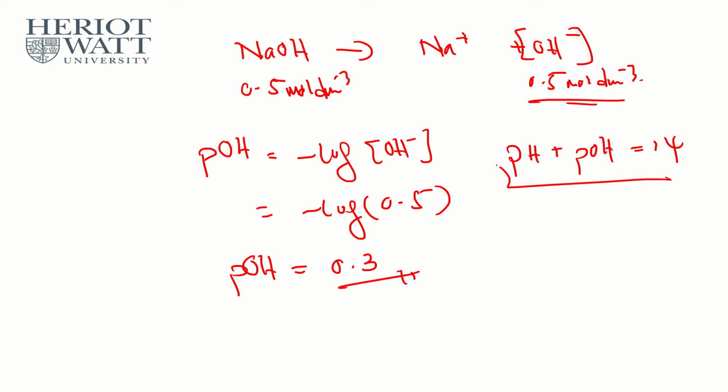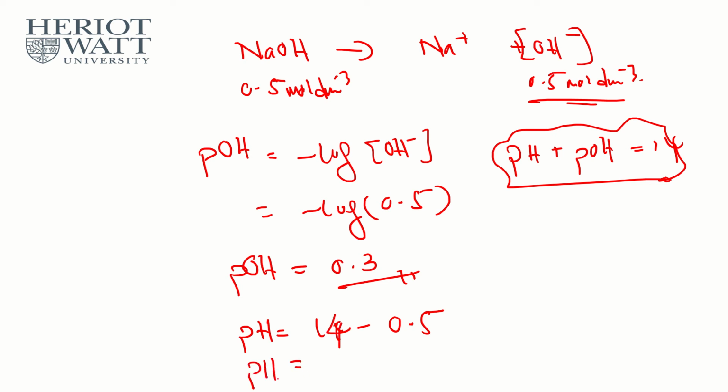So this is the formula. So what we're going to do, pH equals to 14 minus 0.3, if you want to get a pH. So the pH of this strong base is 13.5. Makes sense. Like pH more than 7, 13.5 is a base. So that's how we calculate strong acid and strong base if it is 100% or fully dissociated.